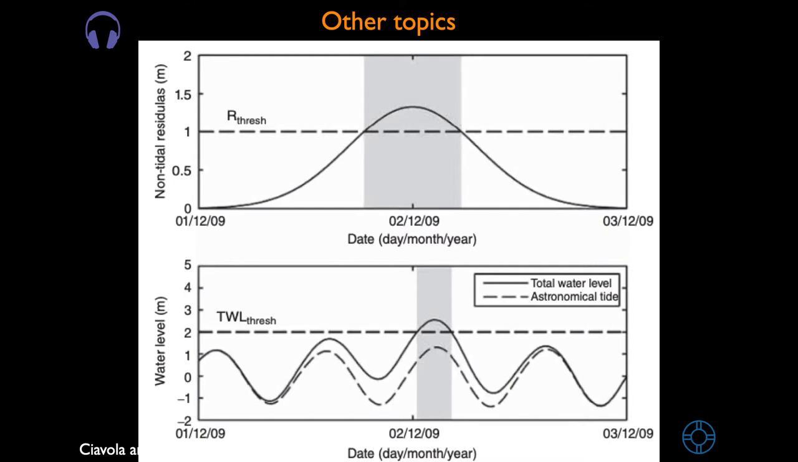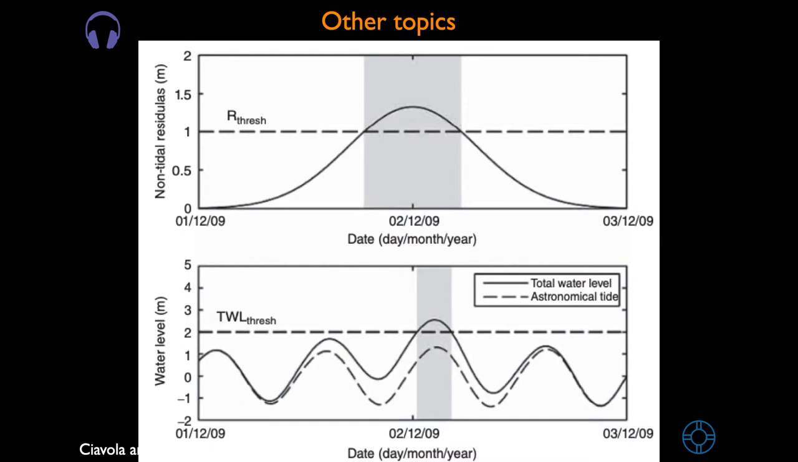As indicated by the shaded regions in the upper graph and the lower graph, both the timing and duration of the storm differ significantly between the two threshold types. In the case of defining the event based on an R threshold in the upper graph, the storm remains above the selected 1 meter threshold for a period of 11 hours.